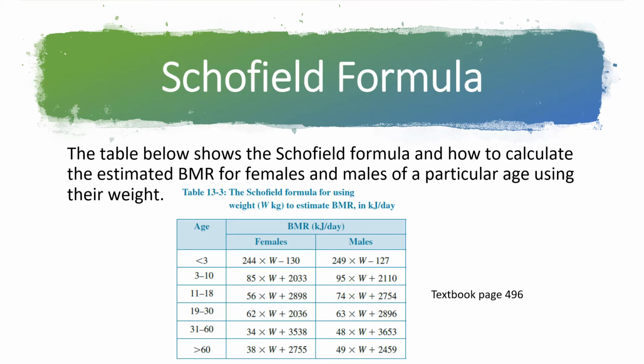Let's have a look at the Schofield formula first. The table below shows the Schofield formula and how to calculate the estimated BMR for females and males of a particular age using their weight. This table is found on page 496 of your textbook, and as you can see, there is a column for females and a column for males. So you need to look down the age column for the age of the person that you're calculating it for, and then whether they are female or male, you use whichever formula is in that column.